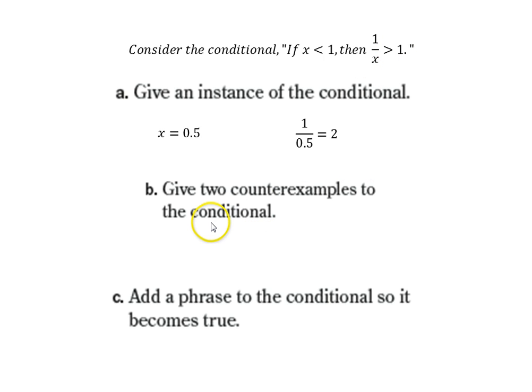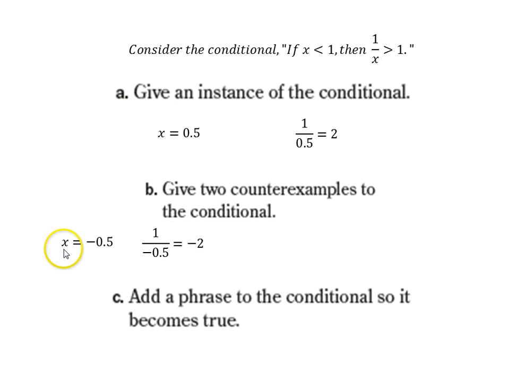Let's give two counterexamples to the conditional. So now let's find an instance in which this is not true, where the statement does not hold. I'm going to pick x equals negative half, because negative half is less than 1. But what would 1 over negative half be? 1 over negative half is negative 2. Negative 2 is not bigger than 1, so this is a counterexample, because the antecedent is satisfied. We have a number that's less than 1, negative 0.5, but 1 over x is not bigger than 1 as the statement says. So this right here is a counterexample.